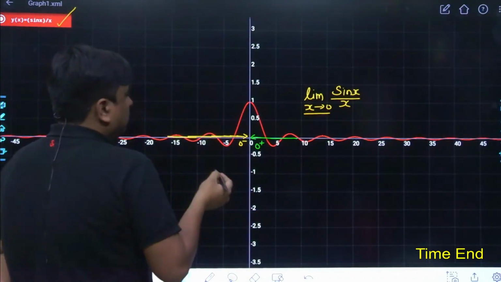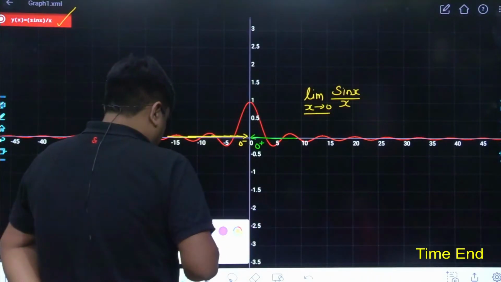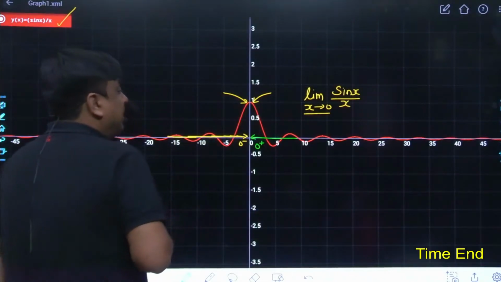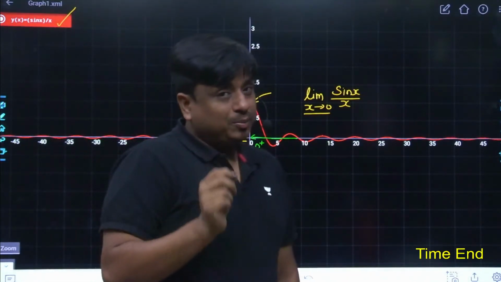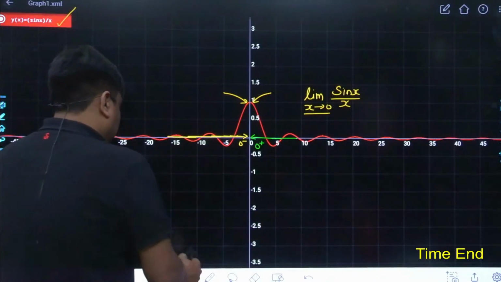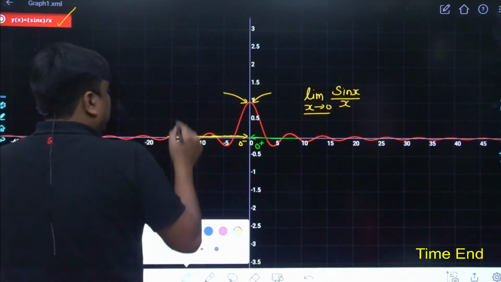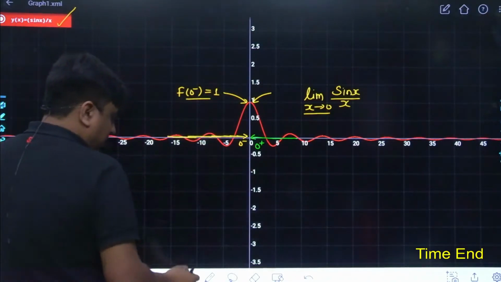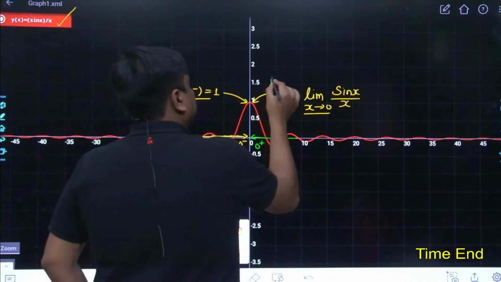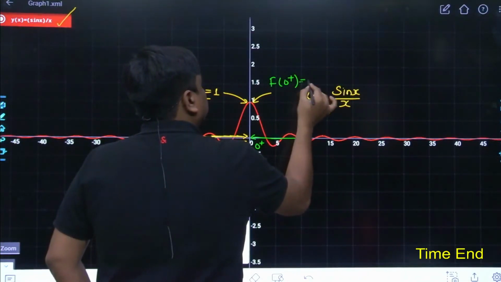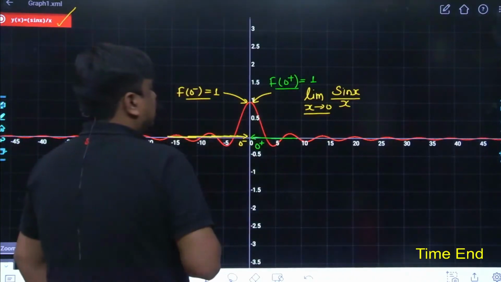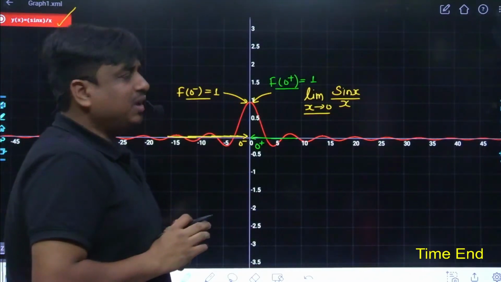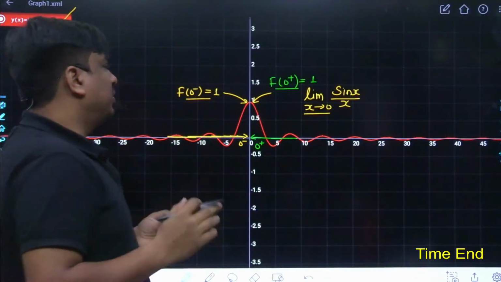If you talk about the worth of the function at x equals 0 minus and 0 plus, hardly is there any difference, because the function is smooth, there is no abrupt change at x equals 0. So the worth is simply the same: f of 0 minus is plus 1, and similarly f of 0 plus is plus 1. And as the left hand limit and the right hand limit are the same, obviously the limit does exist for the given function at x equals 0 and its worth is 1.